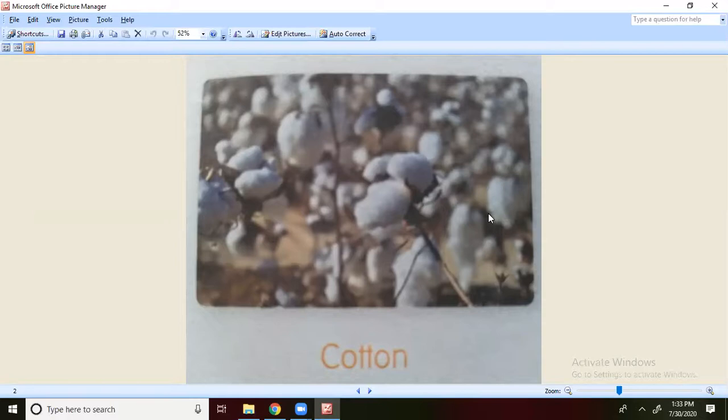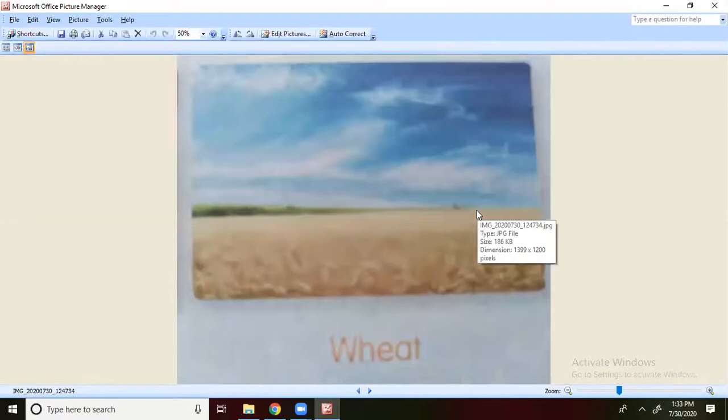Now we will move to the next picture, that is wheat. You can observe the wheat. In that picture you can see the grains of the wheat. Where can you find the wheat? Yes, in Rabi season. In Rabi season you find the wheat crop. It is a main crop which starts in the winter season. Why? Yes, it does not need more water. So these plants can be grown mostly in winter season.